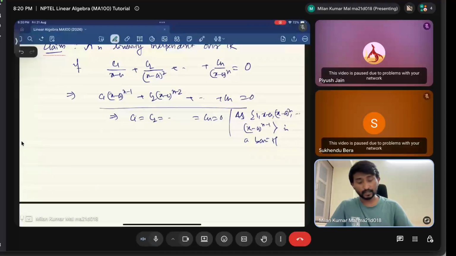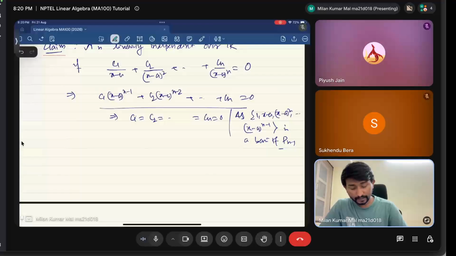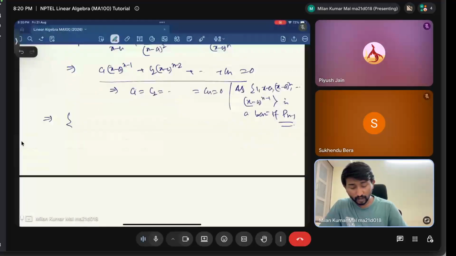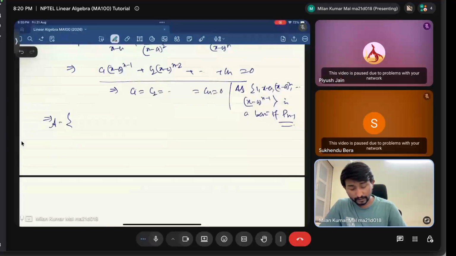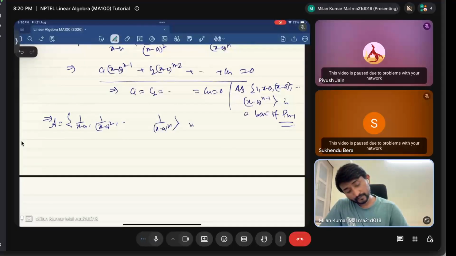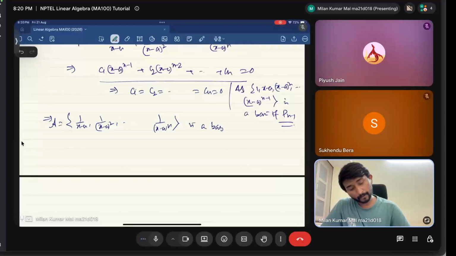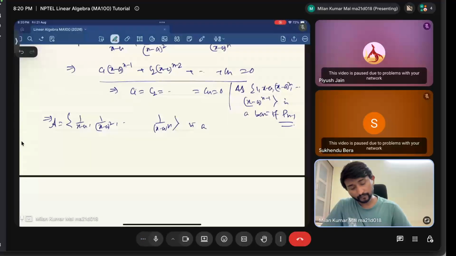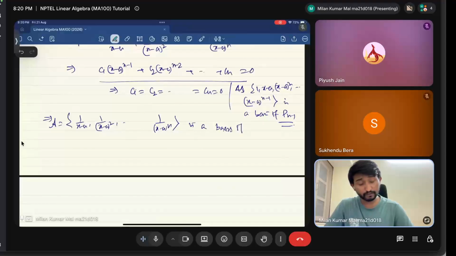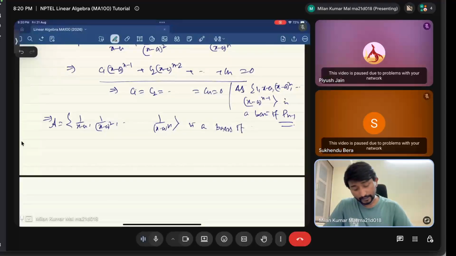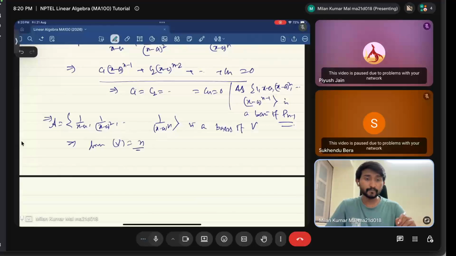Okay, so that's done. That means the set script A, equal to 1 by x minus a, 1 by (x minus a) square, all the way 1 by (x minus a) to the power n, is a basis of the vector space V. That means the dimension of V is equal to n. Okay, this is what it is.